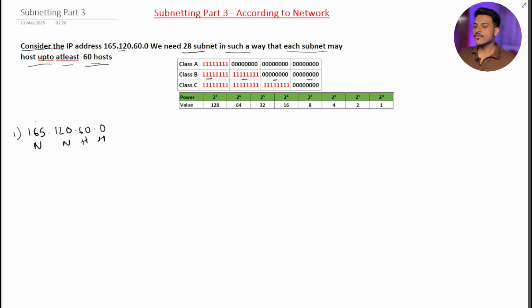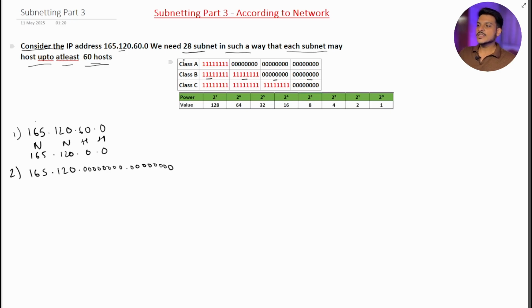Now we make the bits that are given to host 0, and write the bits given to network as it is. So it will be 165.120.0.0. In the second step, we convert the bits given to host into binary and write the network bits as they are. So it will be 165.120, and if we convert 0 into binary, it will be 8 zeros, dot, 8 more zeros.